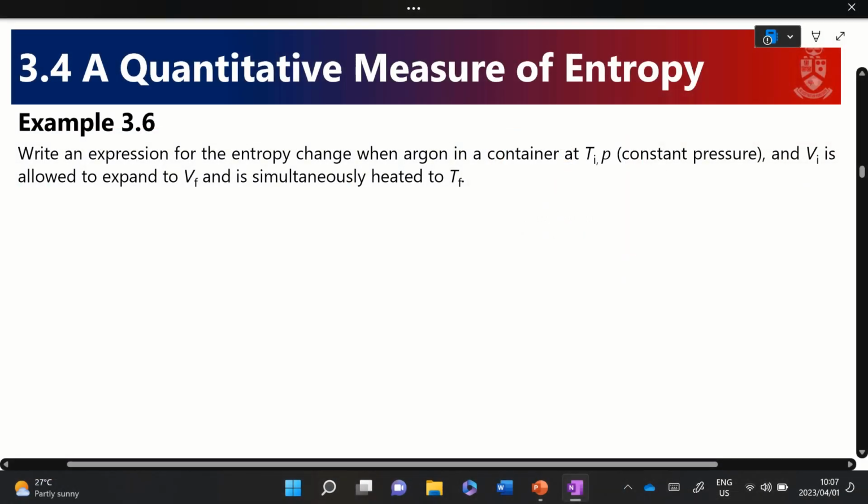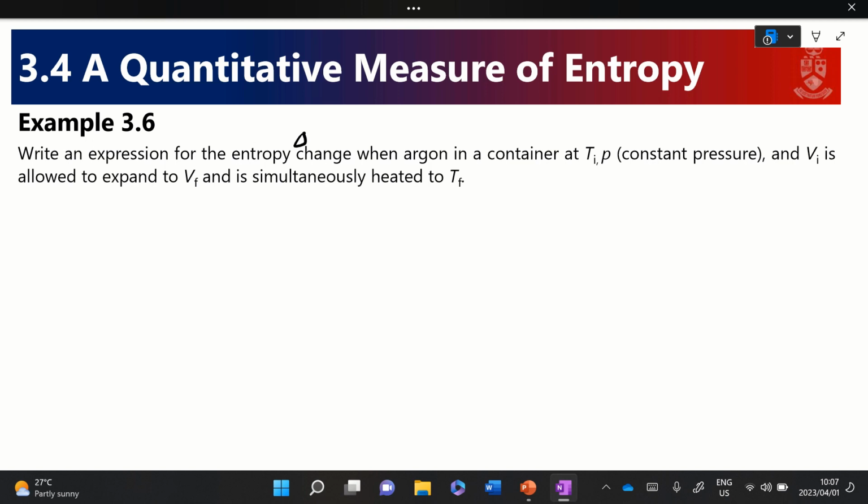Okay, so looking at example 3.6, we're asked to write an expression for the entropy change when argon in a container at Ti and a constant pressure of P and at a volume Vi is allowed to expand to a final volume of Vf and is simultaneously heated to a final temperature of Tf.